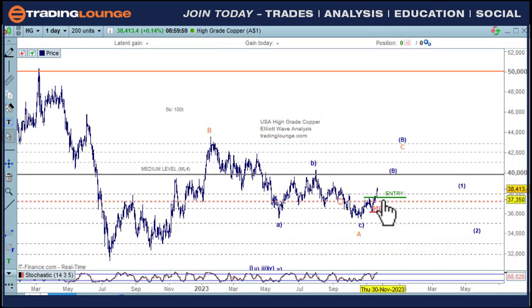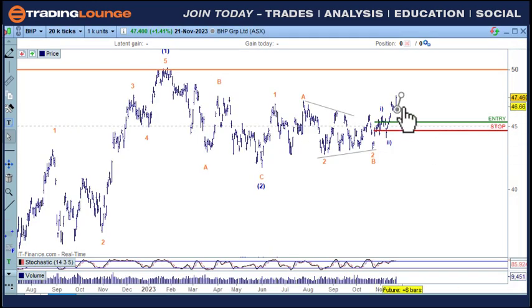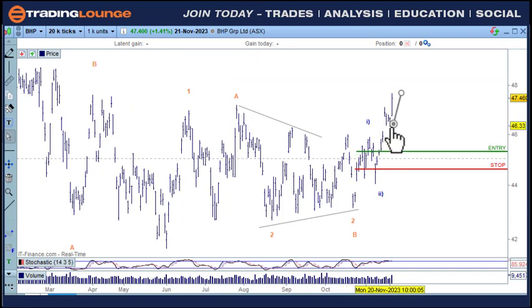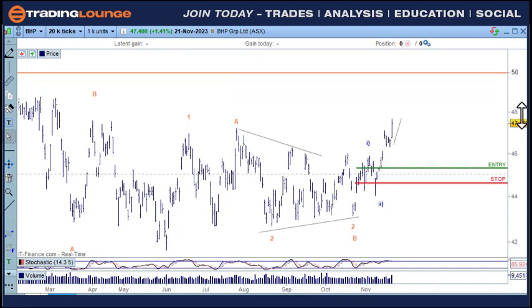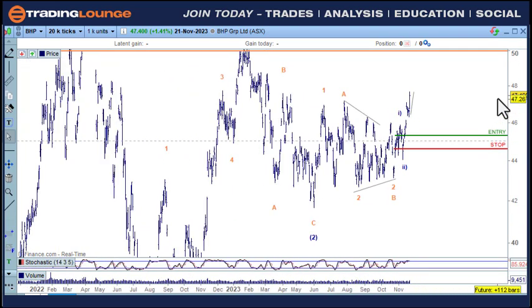So copper's been triggered in here as well. So that will trigger the likes of BHP and so on. So BHP here. Yeah, we were talking about this yesterday, having a little correction in here and pushing up, they'll just keep pushing up. So that's all good.